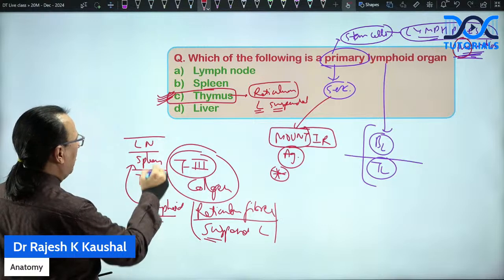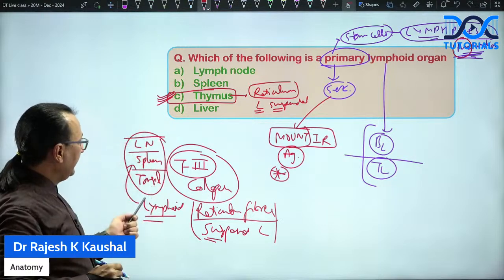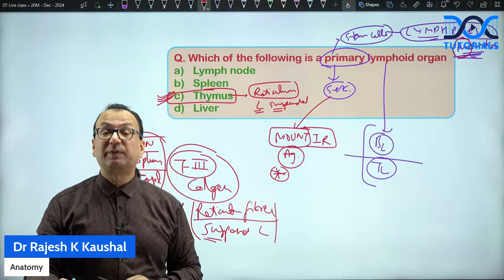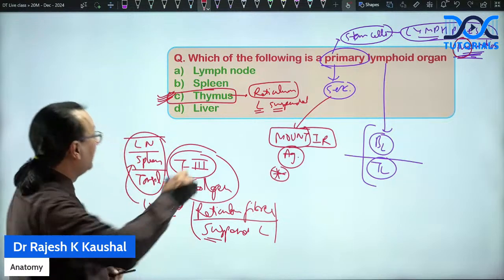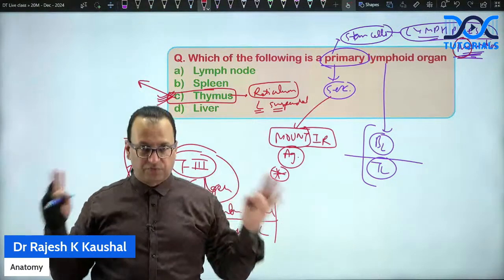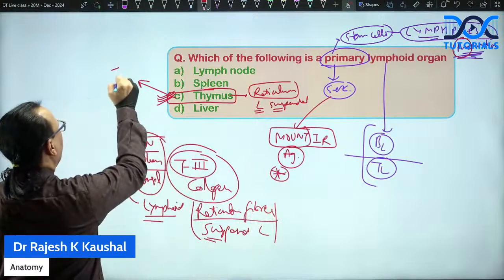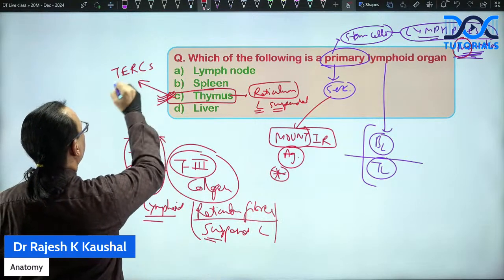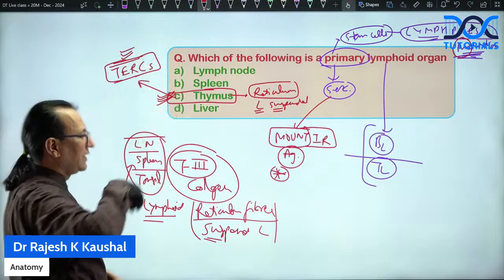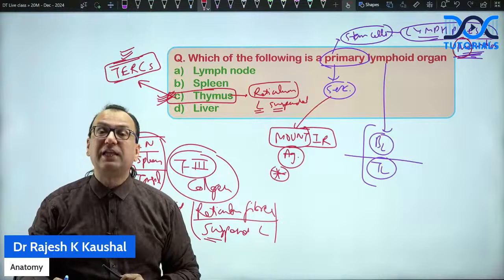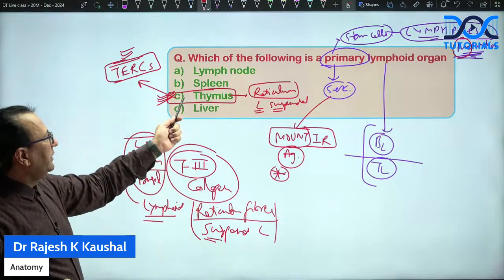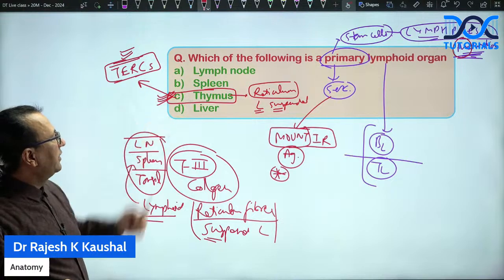So these are the organs where you will have the reticular fibers, but thymus doesn't have it. So what does thymus have? How do you suspend the lymphocyte? And thymus is special. It has no reticular fibers. It has thymic epithelial reticular cells. So all of these are MCQs which have come frequently and they have high chances of repeating themselves. So thymus does not have reticular fibers. It has thymic epithelial reticular cells.